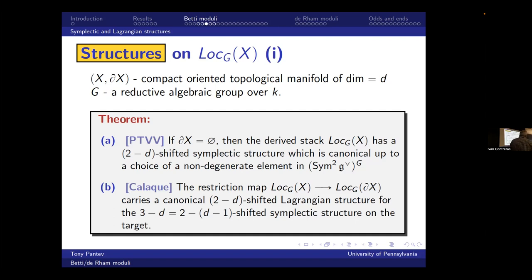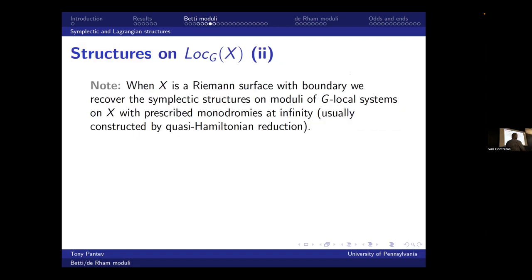So these are the basic existence theorems. And when you have a Riemann surface with boundary, this reconstructs the symplectic structures on the moduli of local systems with prescribed monodromies at infinity, which normally you construct by quasi-Hamiltonian reduction. And in fact, this whole story has a generalization for which the general quasi-Hamiltonian reduction is a special case, and this thing is a special case.